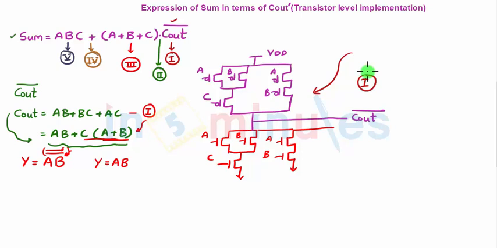Now this Cout bar, as you see, is in series, dot means series, to A plus B plus C. A plus B plus C is nothing but A parallel to B parallel to C. So I'm going to draw it here only. I'm just going to make my diagram smaller so that I can incorporate all that. So remember that this output is nothing but Cout bar. We have already got that.